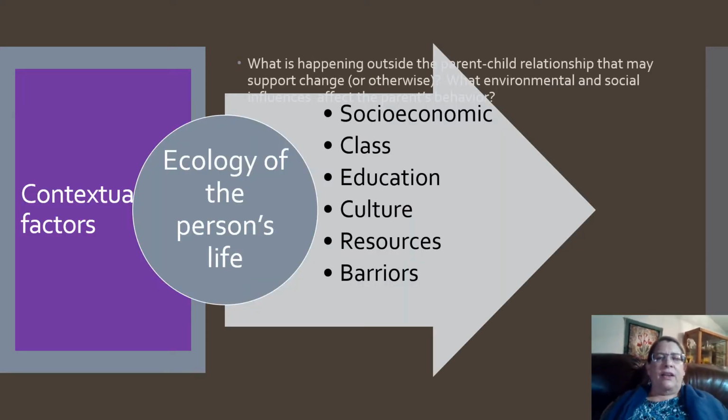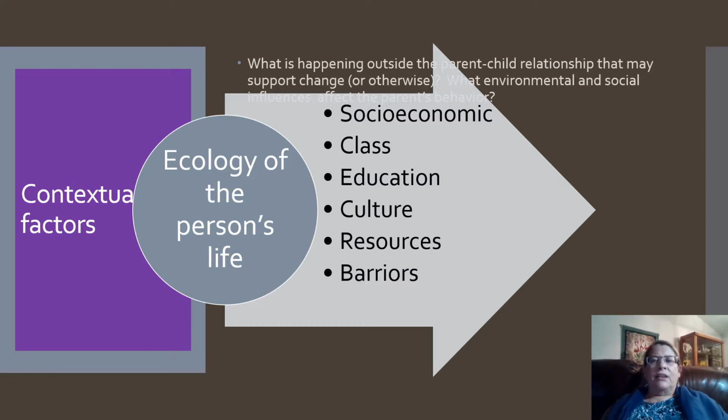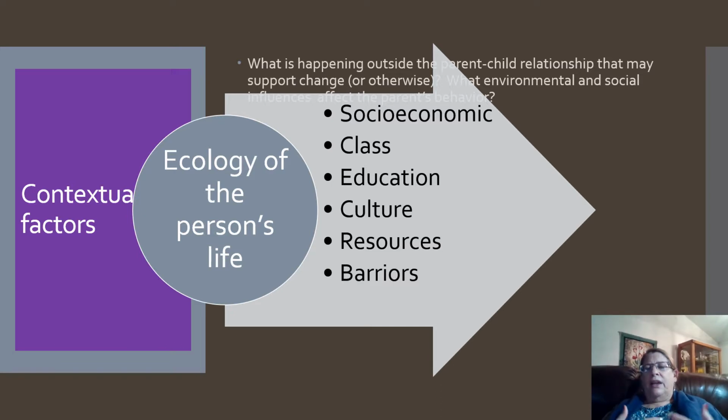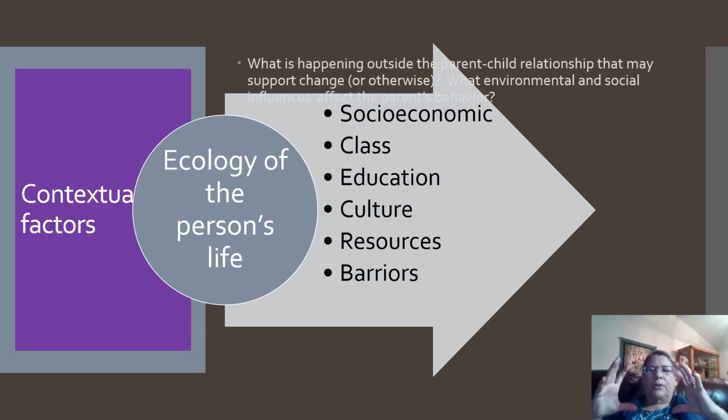And then our last area is the contextual factors. I kind of covered it under the ecology of the person's life, but basically the contextual factors are the things that are around a person. So this would be your antecedents, right? Or the consequences. These are the things that are going on from a socioeconomic standpoint: social class, education, culture, resources, all the barriers that a person may be experiencing, and all of those things that surround a person and impact their behavior.